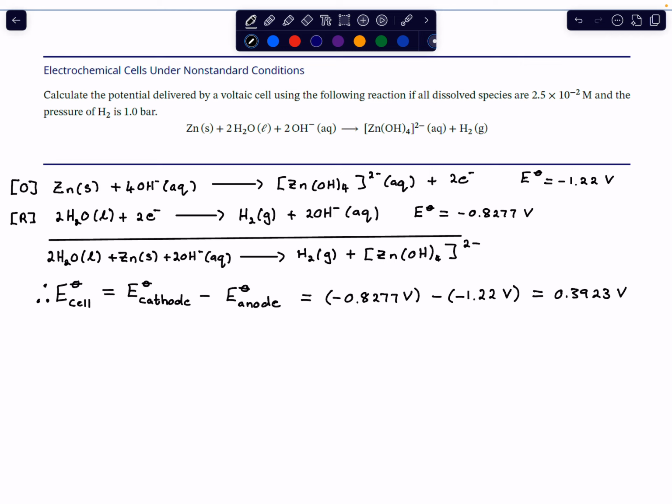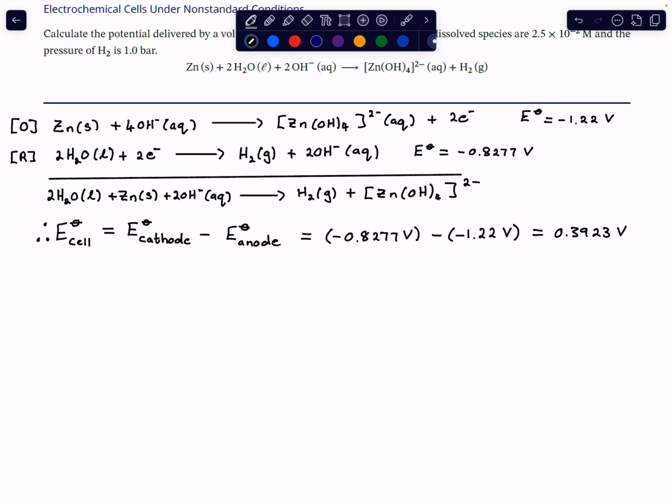All right, but then we're specifically asked to calculate the cell potential when we have specific quantities of the dissolved species and the gas pressure. So what we're actually asked is to use the Nernst equation and to get the cell potential, not the standard cell potential. So we need to use 0.0592 divided by 2 log Q.